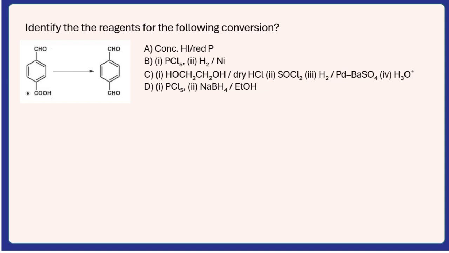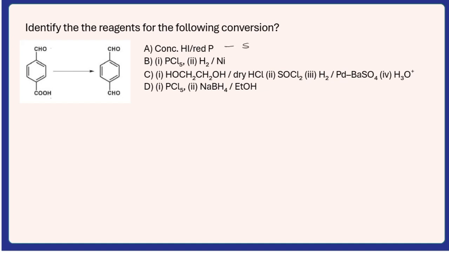For example, you can reduce this carboxylic acid to the alcohol using lithium aluminum hydride, and then you can selectively oxidize it to the given aldehyde. But you don't see any such reagents here. What are the reagents given? Let's analyze that also. The first reagent is concentrated hydroiodic acid and red phosphorus.